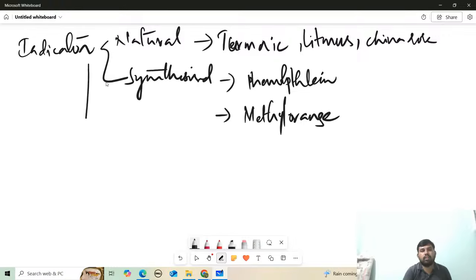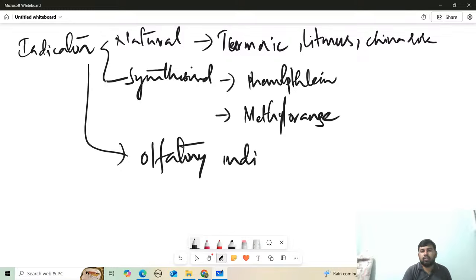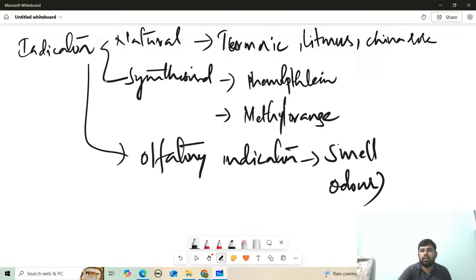Apart from this, we discussed one more thing called olfactory indicators, which work on smell, or in chemistry we call it odor. This is what we discussed in the last class.